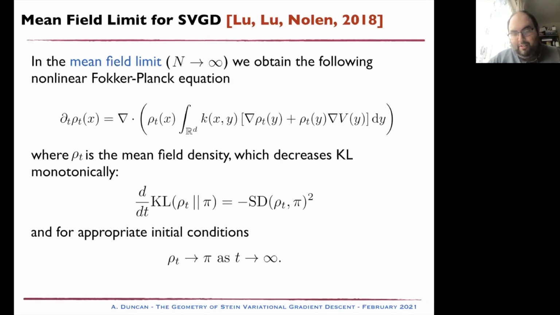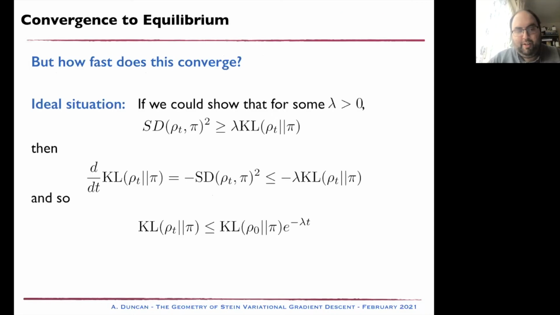And so the question, therefore, is, can I establish a rate of convergence? How fast does this converge? Now, for the sake of argument, if I could show that I had a property like this, so that the Stein discrepancy squared between rho t and pi was greater than lambda, with lambda some positive constant, times the KL divergence, I would be in a really good place.